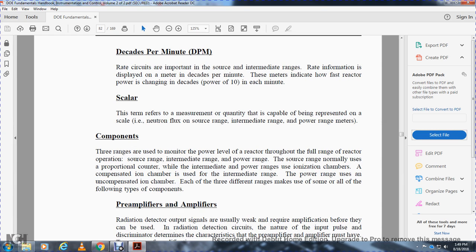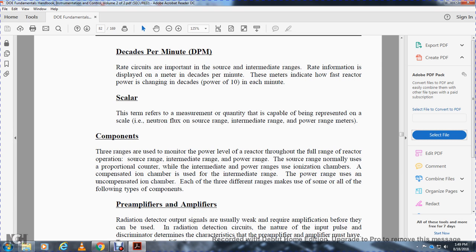Components. These ranges are used to define the power level of the reactor throughout the full range of reactor operation: the source range, intermediate range, and power range. The source range normally uses a proportional counter, the intermediate range uses a compensated ionization chamber, and the power range uses an uncompensated ion chamber.